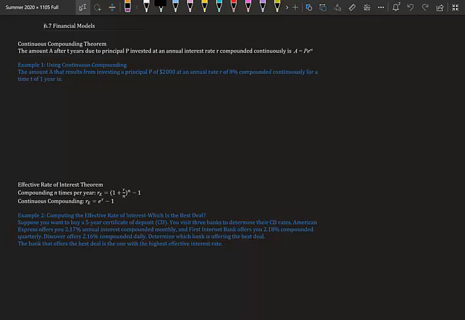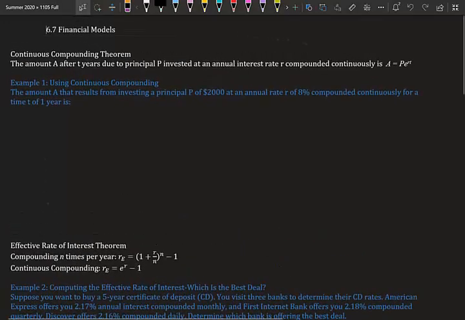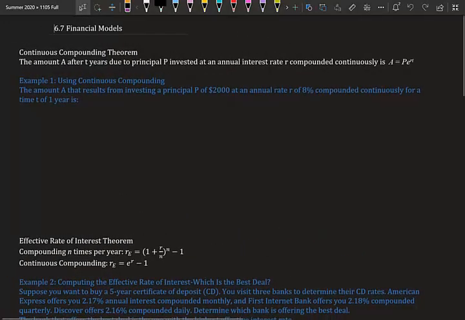6.7 financial models. So we're going to talk a little bit about exponents and logarithms with applications and models. So there are going to be a lot of formulas. Only remember what's on the review.